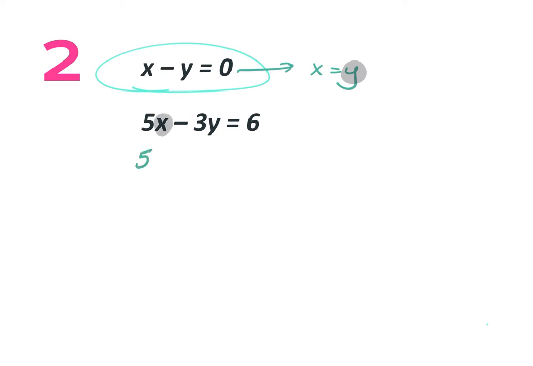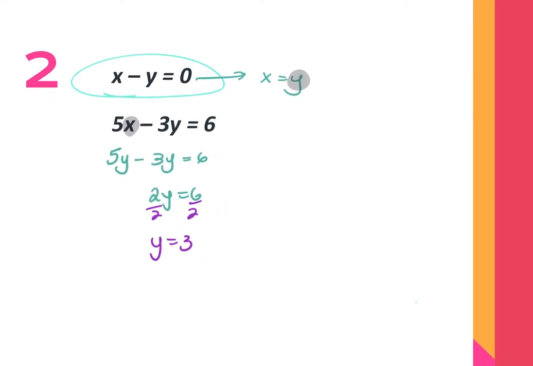And I get 5y minus 3y equals 6. 2y equals 6. Divide both sides by 2, and y equals 3. So again, that's the first part. And then I'm going to take it and plug it back in, and I can plug it back into either the originals or the one I already solved for x. So I could just say that x equals 3 as well. And there's my solution point.